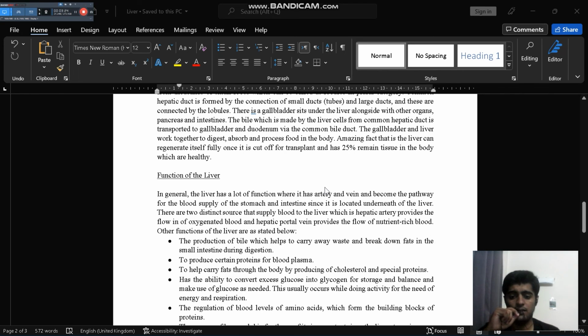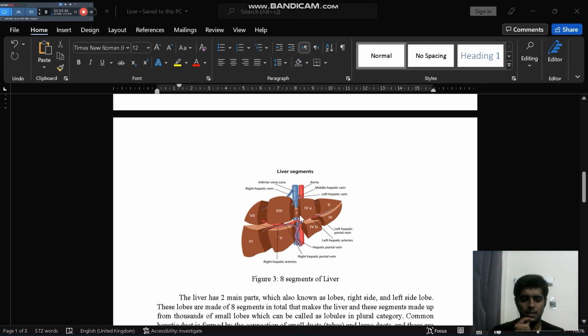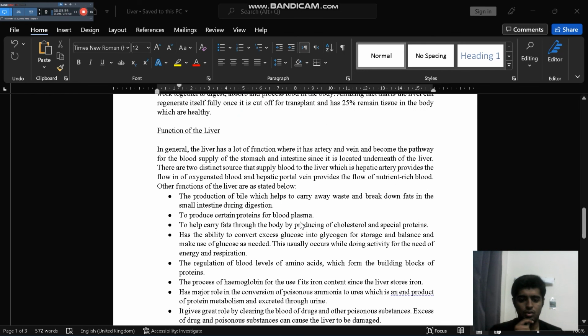Now the functions of the liver. There are a lot of functions. There are an artery and a vein, which become the pathway for the blood supply for the stomach and intestine. These two distinct sources that supply the liver are the hepatic artery, which provides the flow of oxygenated blood, and the hepatic portal vein, which flows nutrient-rich blood.